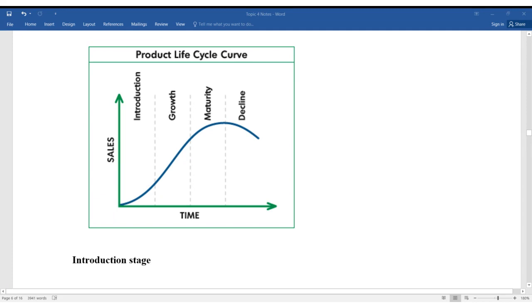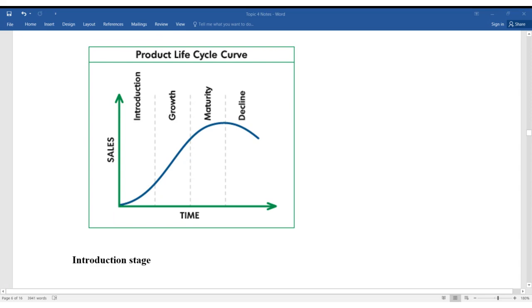At maturity, what happens to the product? The growth slows down. At decline stage, it becomes unpopular. Are we together? So I want you to look at the characteristic of the product at each and every stage. That is the first activity.